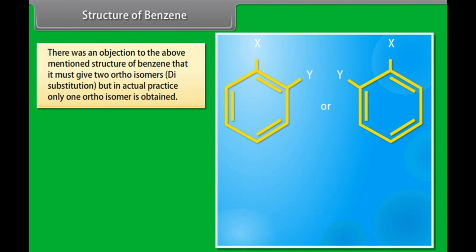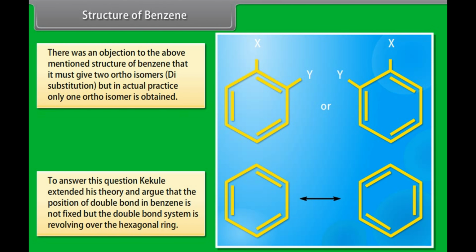There was an objection to the above-mentioned structure of benzene that it must give 2 ortho isomers on disubstitution, but in actual practice, only one ortho isomer is obtained. To answer this question, Kekulé extended his theory and argued that the position of the double bond in benzene is not fixed, but the double bond system is revolving over the hexagonal ring. He proposed the given structures and said that all C-C positions have a partial double bond character.